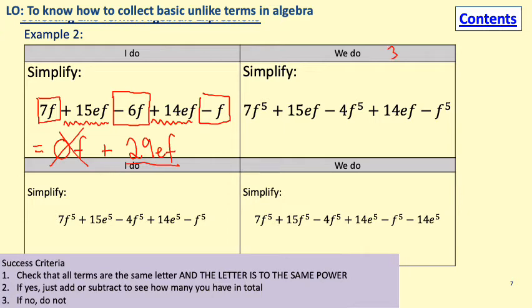So pause the video now and give yourselves 30 seconds to try and solve the we do. And while you're doing that, make sure to note our first success criteria. So all the terms must have the same letter or letters as we've been seeing, and the letter has to be to the same power. So this 7f to the 5 could only be added to other f to the 5s. I'll leave you to complete that now.